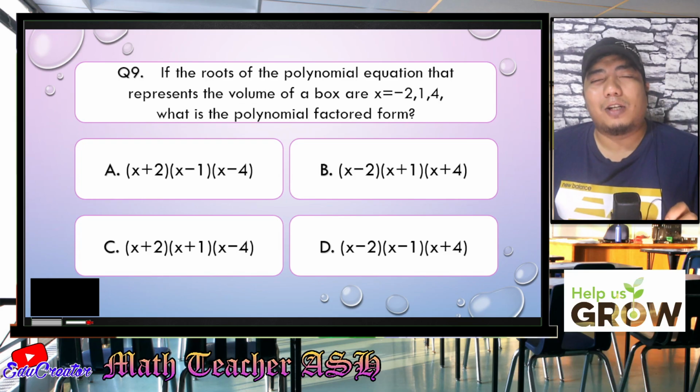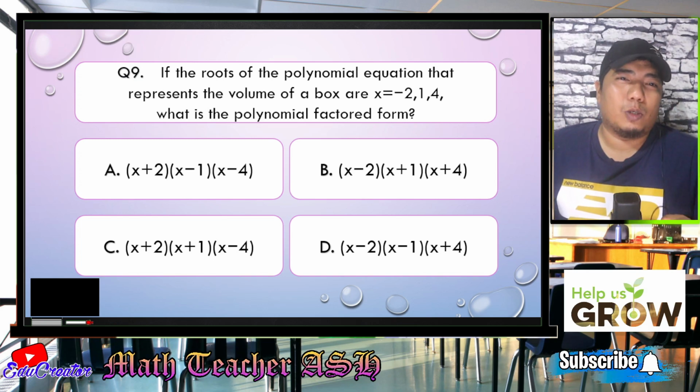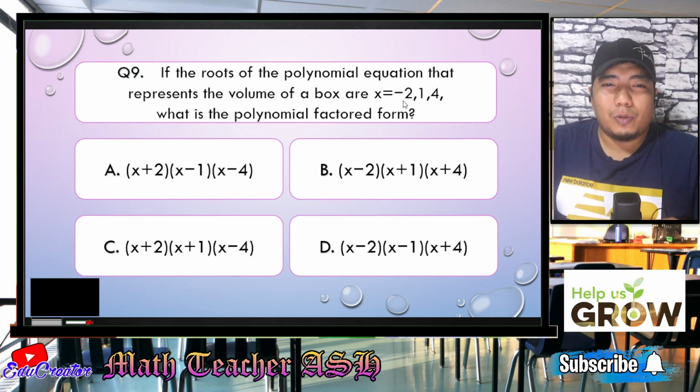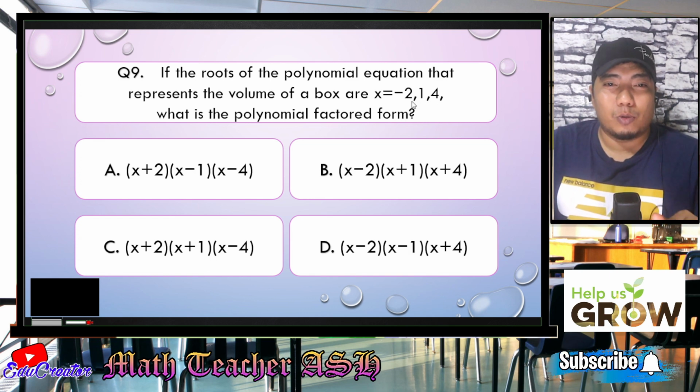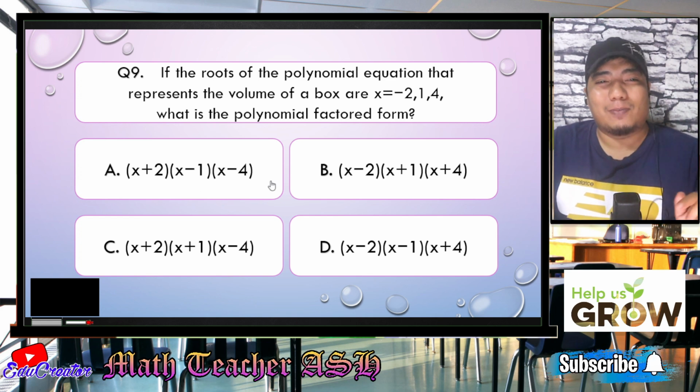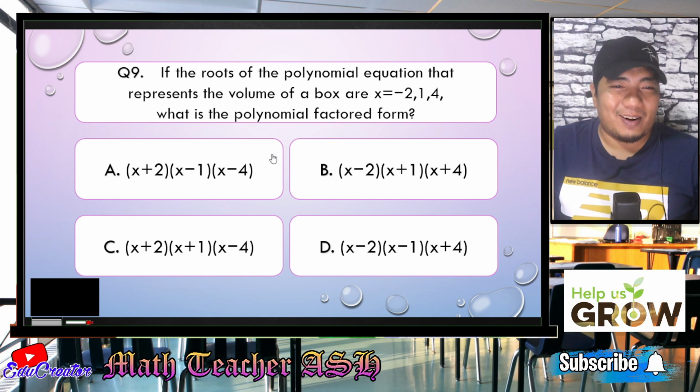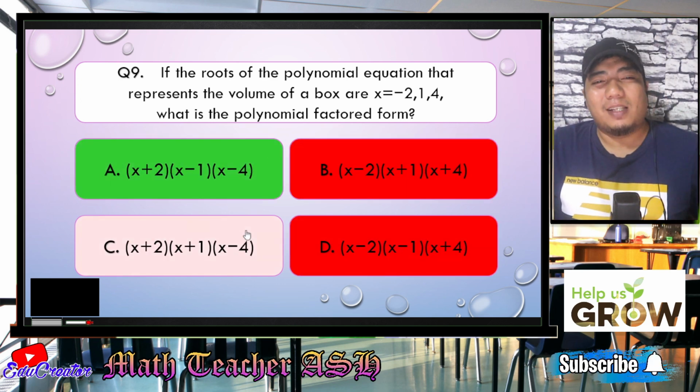Alright, my dear math learners, this question is very easy. Why? Because what you need to do is you just consider these numbers. You just have to change its sign. So your -2 becomes +2. Your 1 will become -1, and your 4 will become -4. So that is +2, -1, -4. So the correct answer is letter A. Easy, right? Very easy, my dear math learners.